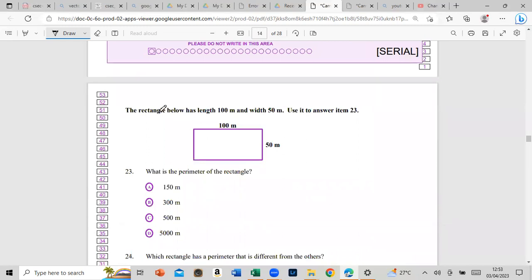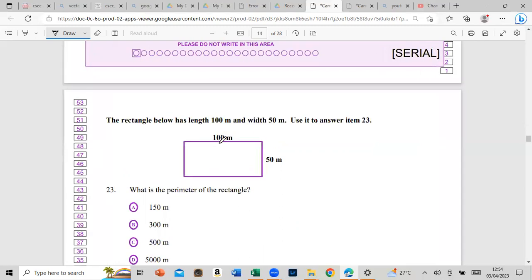23 says the rectangle below has a length of 100 meters and a width of 50 meters. Use it to answer item 23. So our length is 100 and this is 50. But we know about a rectangle, the opposite sides are equal. So this side will be 50 meters and this side will be 100. Now perimeter means the total distance around. So it will be 100 plus 100, that's 200, plus 50 plus 50, so that's 300 meters.